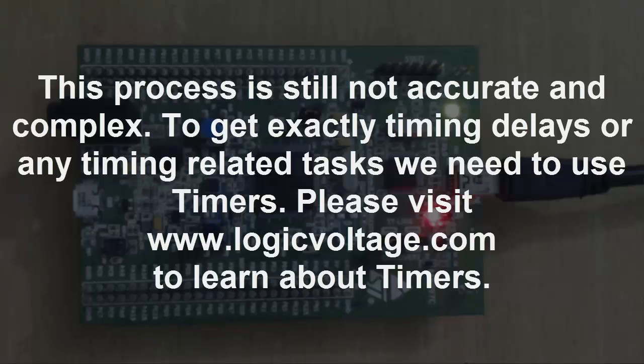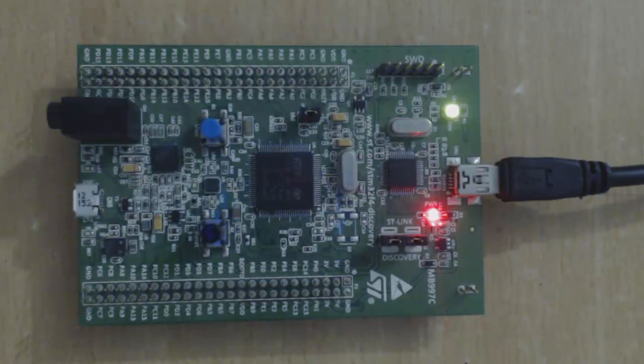Well, to get exactly 1 second delay, you have to learn about timers. In a future tutorial we will learn timers. Timers can be used for accurate timing delays. For now, just keep it this way.